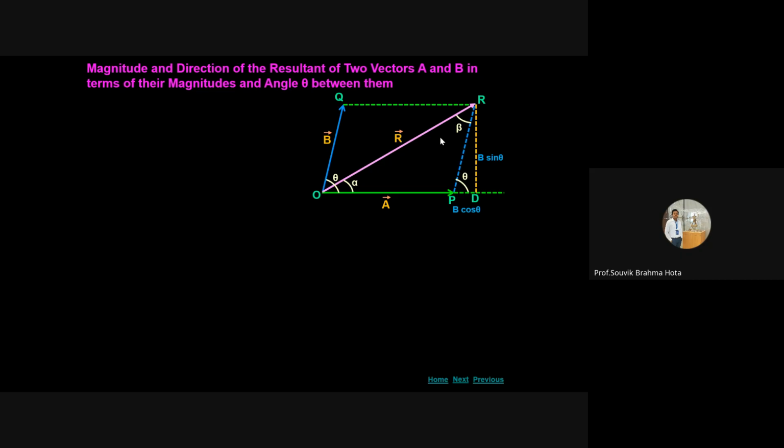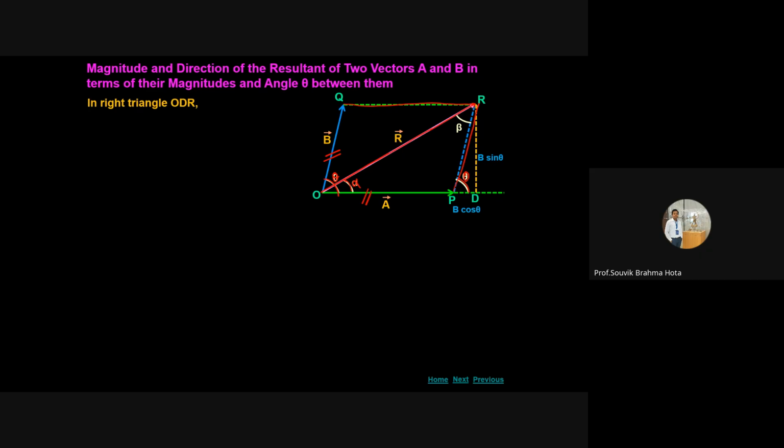Now you see the magnitude and direction of the resultant of two vectors A and B, in terms of their magnitude and theta, that means that is the direction actually. So this is the proof of the parallelogram law. Here you can see one vector A, B, and this is A, and this is supposed to be the resultant as per the law, R. Now if you add Q and R as well as P and R, you will get the parallelogram. If the angle between A and B is theta, and this is alpha, here also this one is theta.